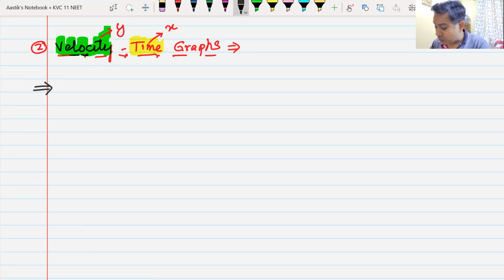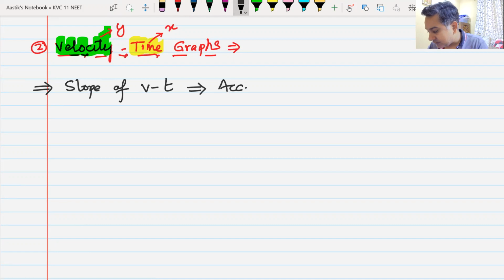The first thing is slope. Slope of VT graph, velocity time graph, is V2 minus V1 divided by T2 minus T1. The slope of velocity time graph will give us what? It will give us acceleration. Do we understand this? Yes or no? V2 minus V1 divided by T2 minus T1 will give us the acceleration.